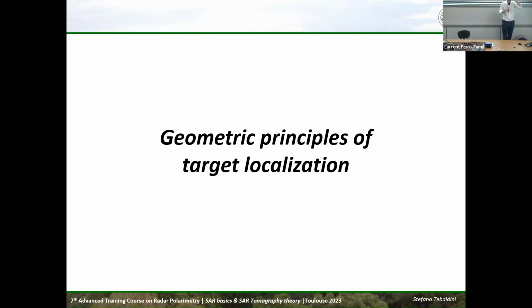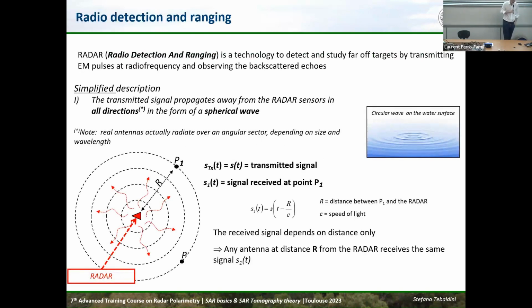Now, with this very simple background about waves, the next ingredient that we need to bring in is the geometrical principle of localization. Remember that all a radar does is to sense a distance. Now we want to take this concept, so I can get hold of the distance of an object from me, and expand it. Step by step, we will use the simple concept to create a radar image.